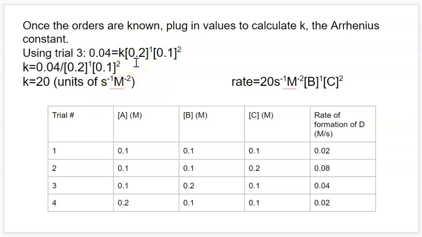I'm going to describe why that is in just a moment. But then this finally gives me my overall rate order. I'm now able to determine what the rate is going to be in any situation at this temperature under whatever starting concentrations of B and C that we go with.